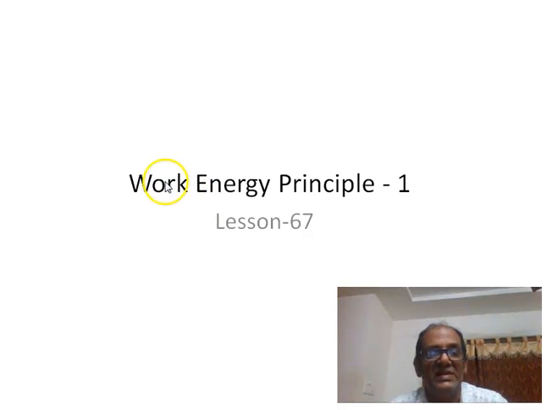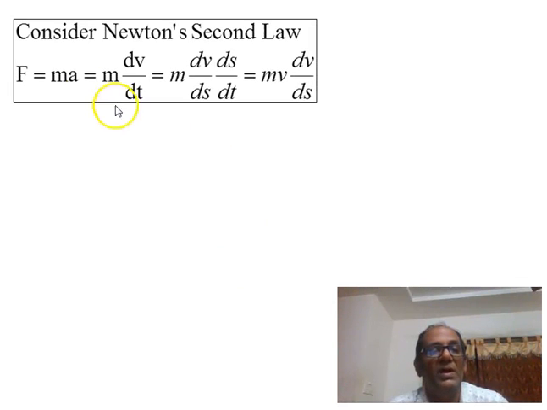In this lesson, we'll see the work energy principle. We'll see how this came about and give examples of how to compute the work done in a couple of situations. This work energy principle is derived from Newton's second law, which we say as F is equal to ma.